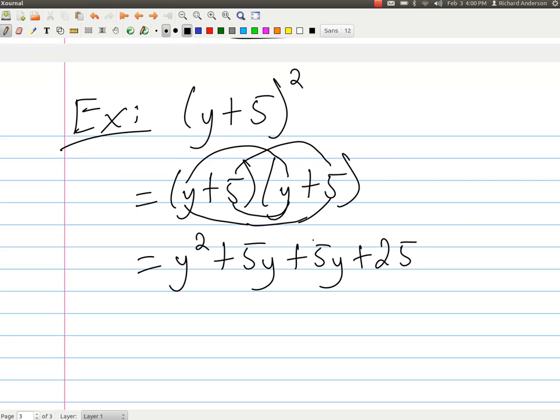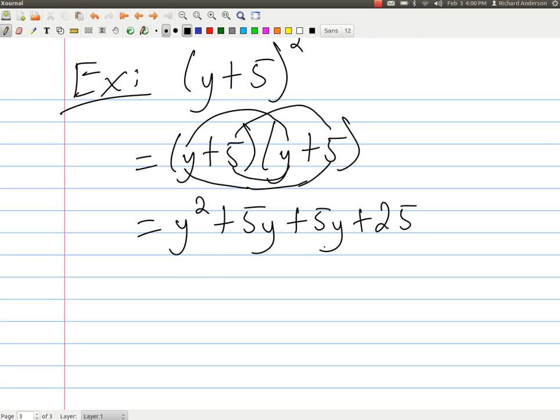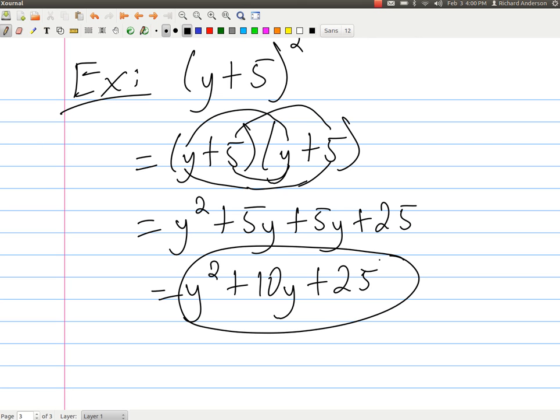Alright, my last step is to combine my two like terms in the middle, giving me a final answer of y squared plus 10y plus 25. Right.